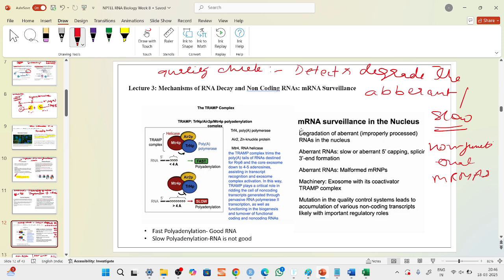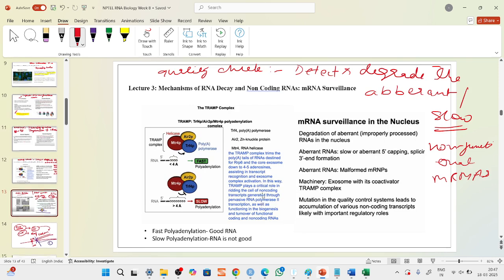Then what is mRNA surveillance? That means quality check. It will detect and degrade the aberrant mRNA. So aberrant mRNAs are slow. They do not have a proper 5' capping. They do not have a proper 3' tailing. They have malformed mRNPs and they have slow polyadenylation. So these are the characteristics of aberrant mRNAs.